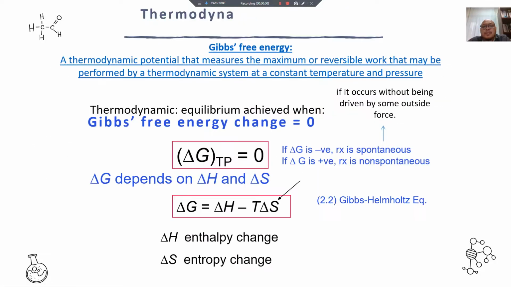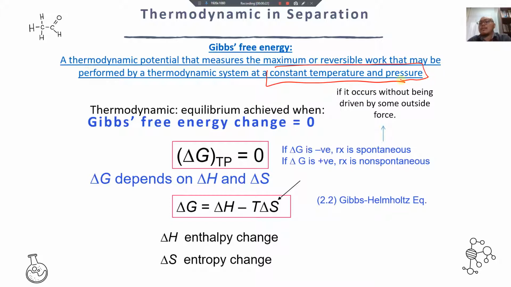Right, and now let's look at the Gibbs free energy. It is a thermodynamic potential that measures the maximum or reversible work that may be performed by a thermodynamic system at constant temperature and pressure. The Gibbs free energy applies when the separation system we make is at constant temperature and pressure.